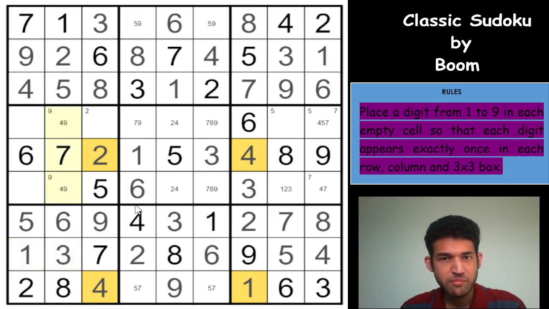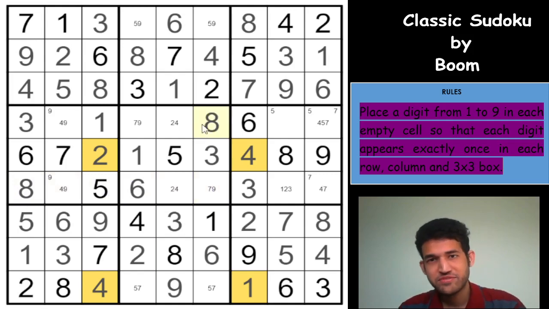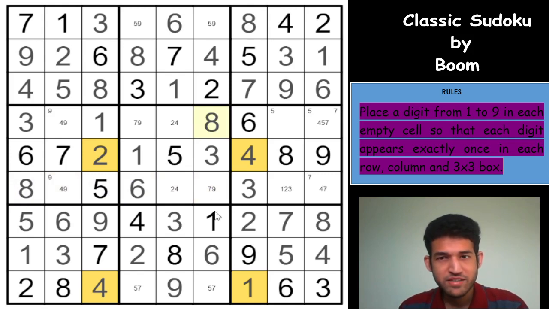This becomes a 4, 9 pair. And 1 in box 4 goes here. This would be 3 and 8. So 8 goes here. So you can see that 8 is eliminated from this cell. So what we saw earlier becomes true. So this has to be 8, which we could have placed much earlier.